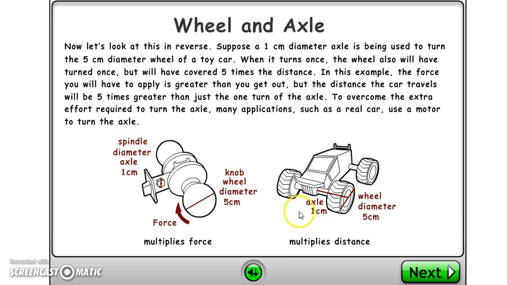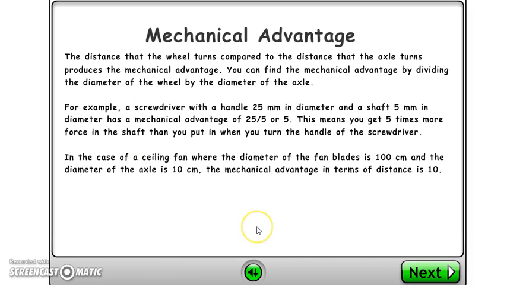So in this example, the relationship between the axle and the wheel diameter is a distance multiplier relationship. In the doorknob example, the relationship between the wheel's diameter and the spindle diameter, or the axle diameter, is a force multiplier relationship. Mechanical advantage: the distance that the wheel turns compared to the distance that the axle turns produces the mechanical advantage. You can find the mechanical advantage by dividing the diameter of the wheel by the diameter of the axle.